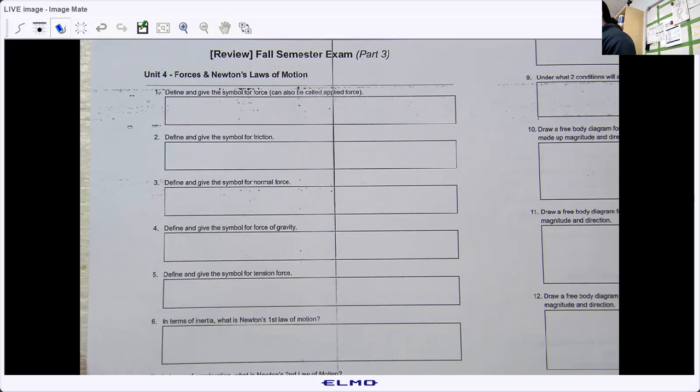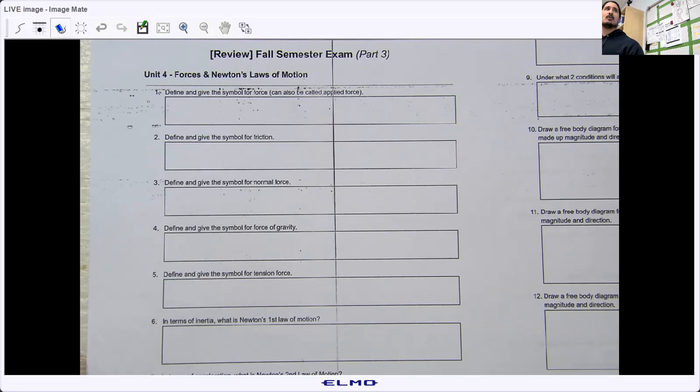Number 9, under what two conditions will an object be at equilibrium? So equilibrium means balanced forces. And so two things can occur when you have balanced forces. When you have balanced forces, we're saying that acceleration is equal to 0. In other words, there is no acceleration when you have balanced forces.